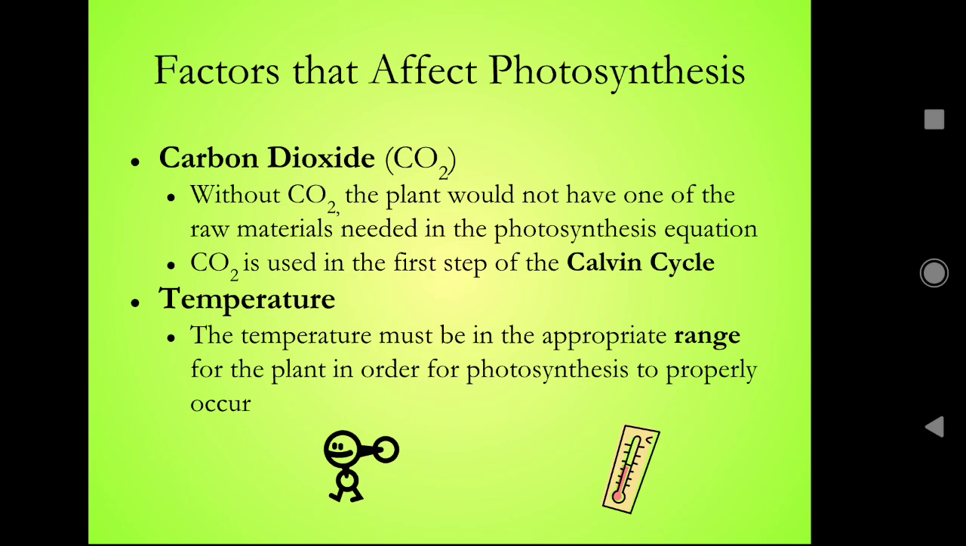And the same thing goes for if it's too hot. Above 30 or 35 degrees Celsius, plants really lose their ability to photosynthesize well. Again, the enzyme functionality starts to decrease when it gets too warm.